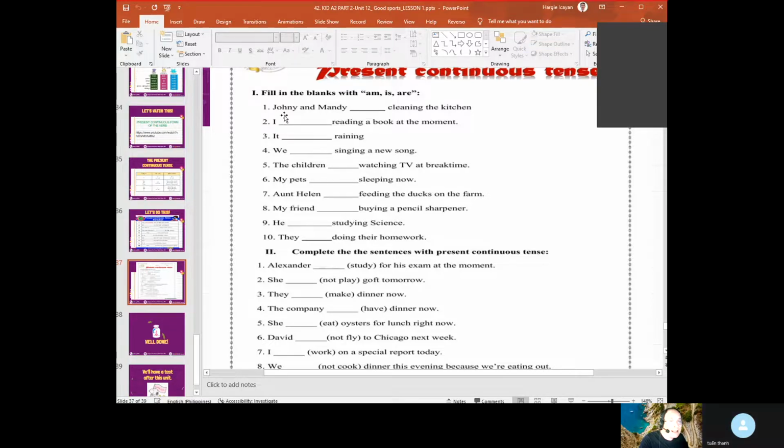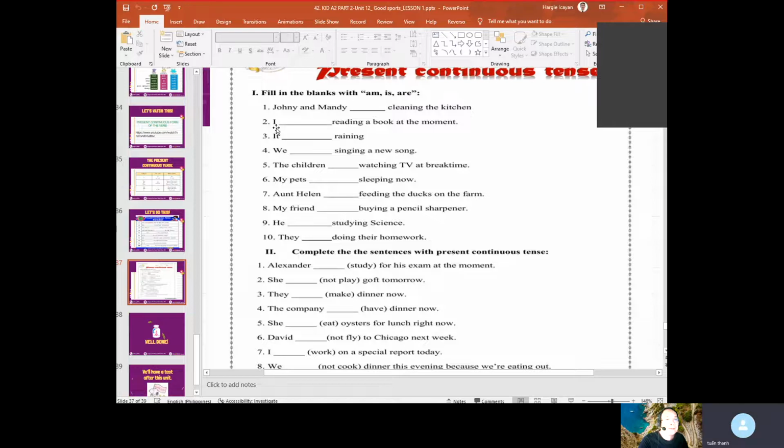Yes. Okay, can you read sentence number one and answer, V? Johnny and Mandy are cleaning the kitchen. Very good. So we use are. Why do we use the be verb are? Because of Johnny and Mandy. Very good. So more than one person is cleaning the kitchen. Therefore we have to use are because we have the plural subject. Okay? Next, number two, V.